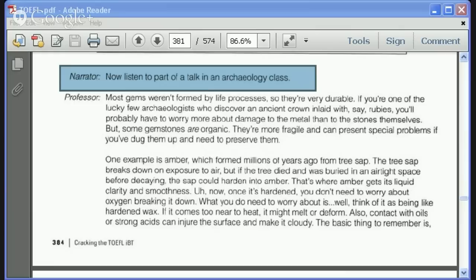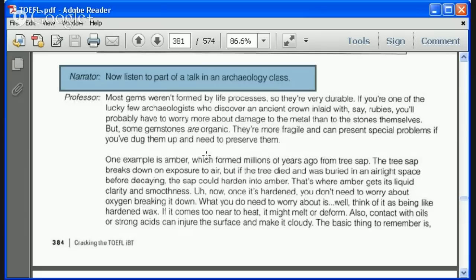Okay, I'm going to share the screen share with you here. Okay. So you can see it. Remember that in the actual test you wouldn't be able to see this, but just so you get an idea. All right, here I go.